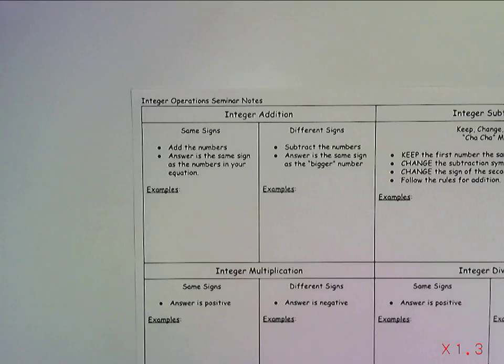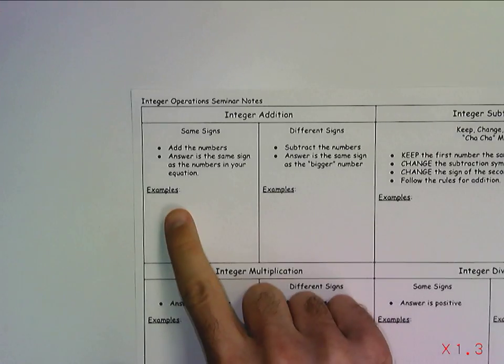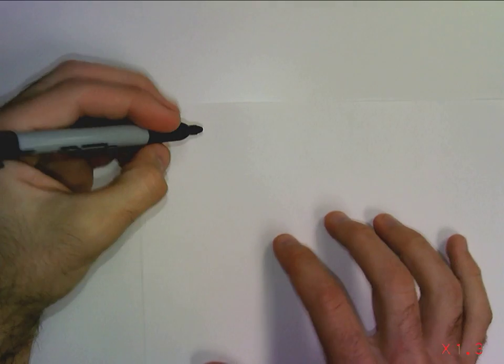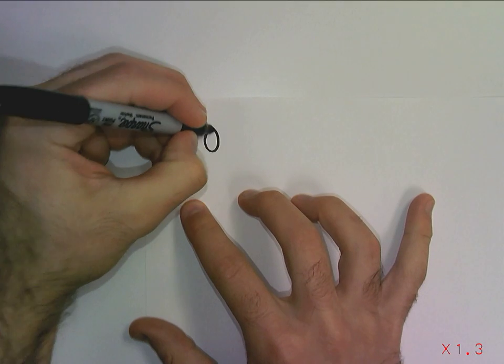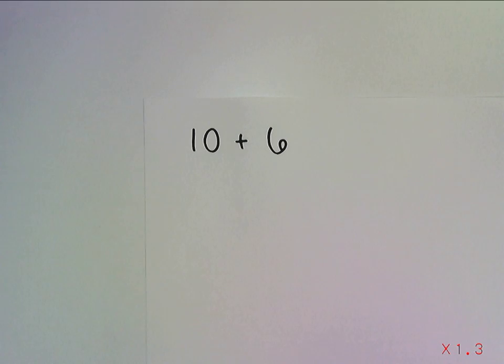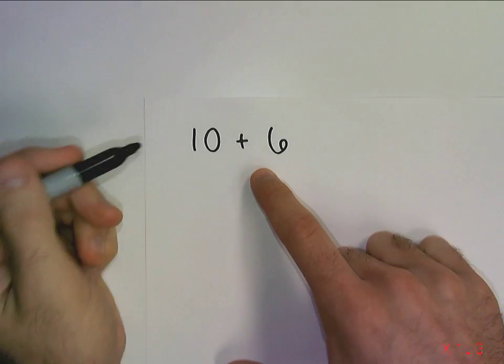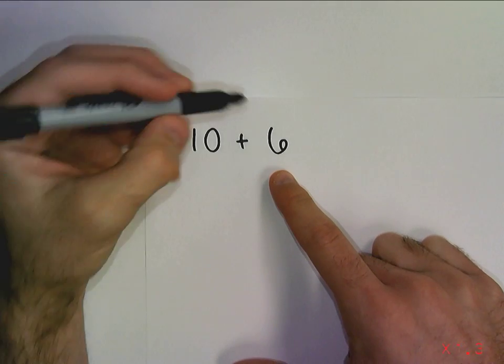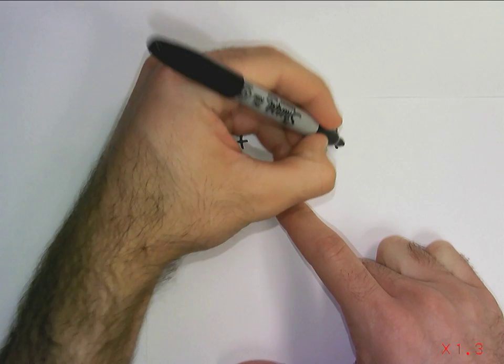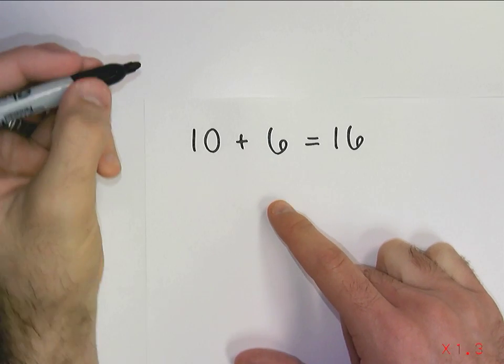And as I'm doing the examples, you might want to be writing them in this area here. So I'll swap this out. First, let's take a look at something simple such as 10 plus 6. Now this is something that you're used to seeing, but they are integers. They're both positive numbers. So what we get is 16. Pretty painless so far.